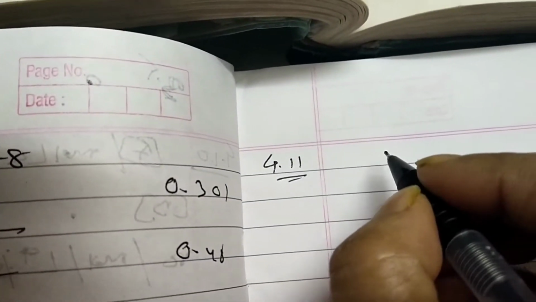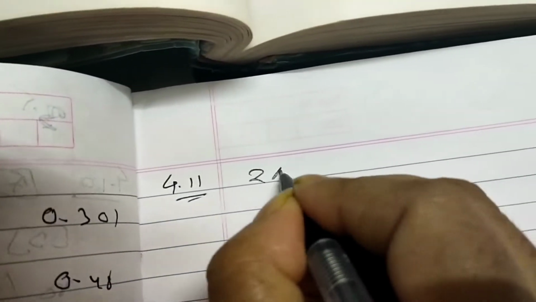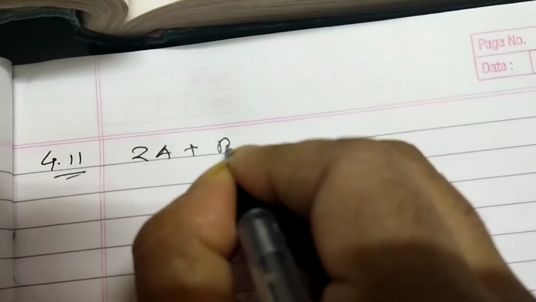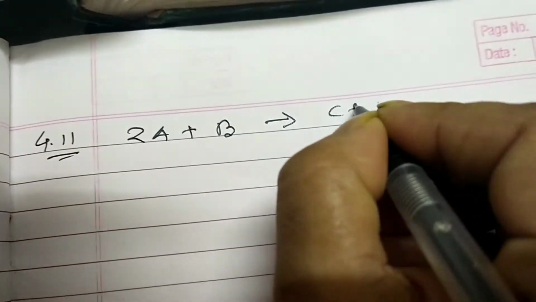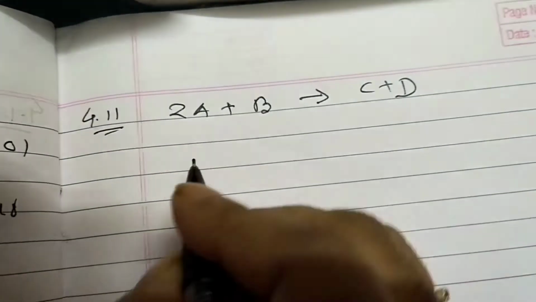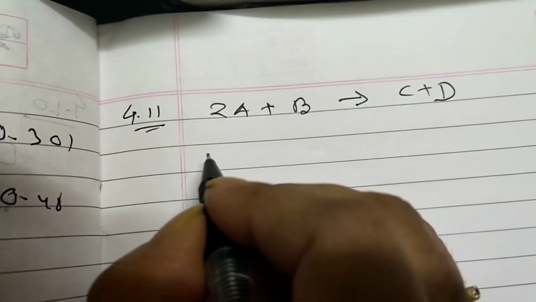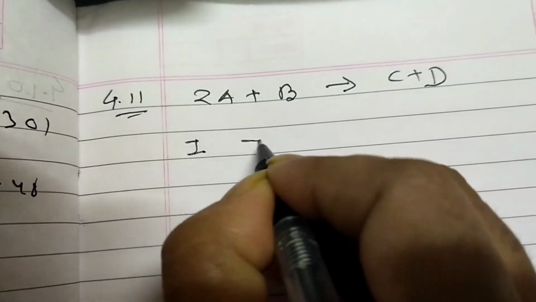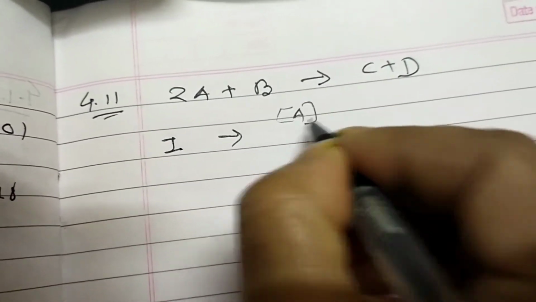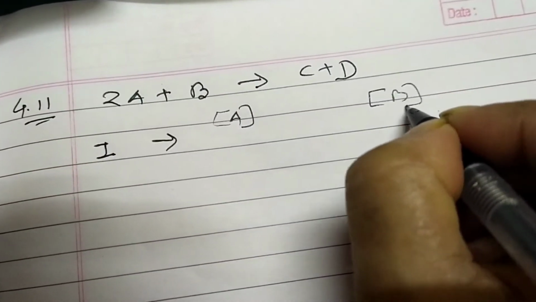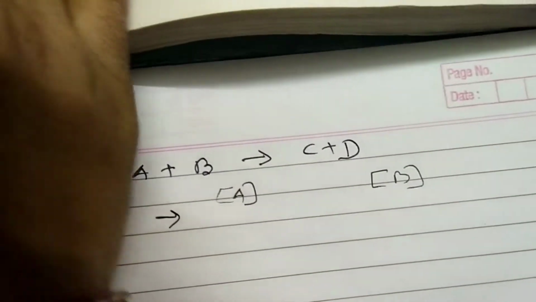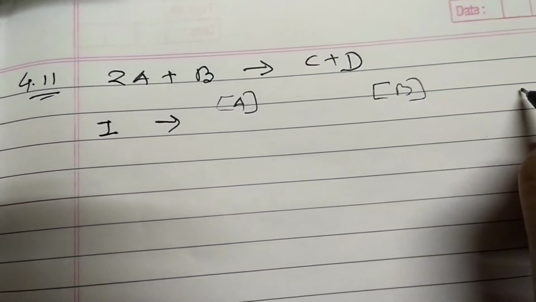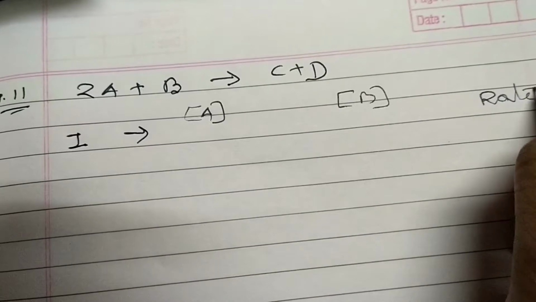What is the reaction given to us? The reaction is 2A plus B, producing C plus D. Clear? Now, what we have to find out here: some experimental results are given. I am just writing them here so that we can find out. So, concentration of A, concentration of B, and here comes the rate information.